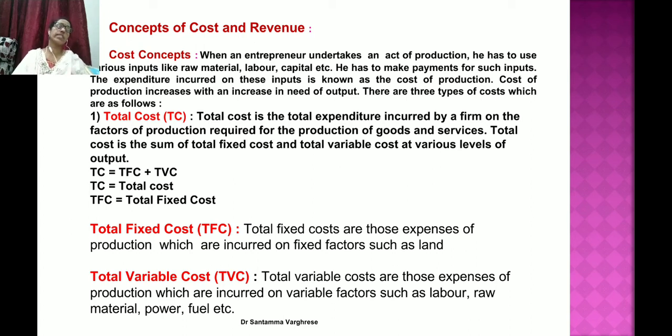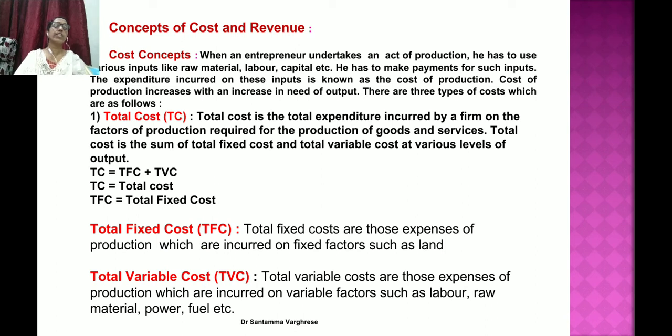So two definitions are given for the total cost. Total cost is the total expenditure incurred by the firm; the firm has spent the money required for production, and that is the total cost. It is the sum total of fixed cost and variable cost. Symbolically we can say that TC is equal to TFC plus TVC. TC means total cost, TFC total fixed cost, TVC total variable cost.